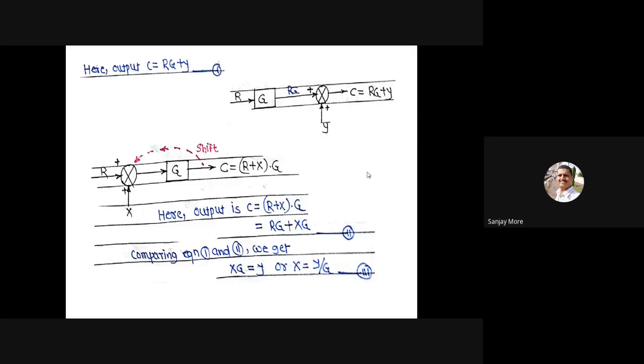Write down and draw this diagram also. Output C is equal to RG plus Y, equation first. See the equation second and equation third.